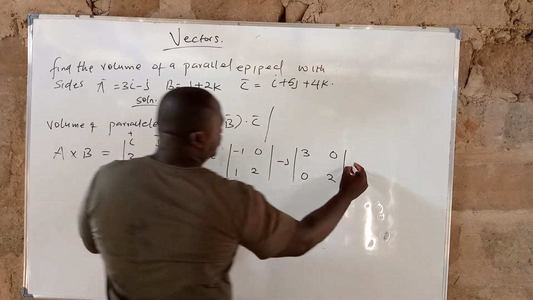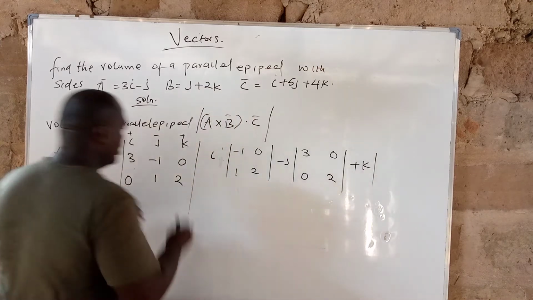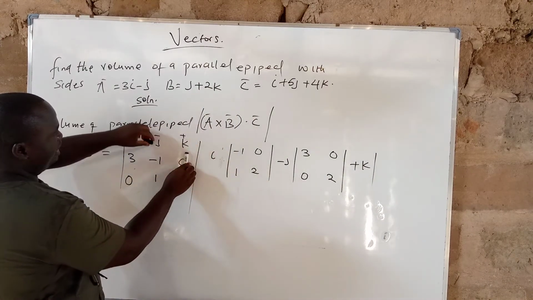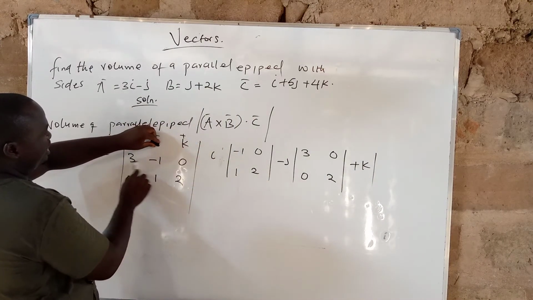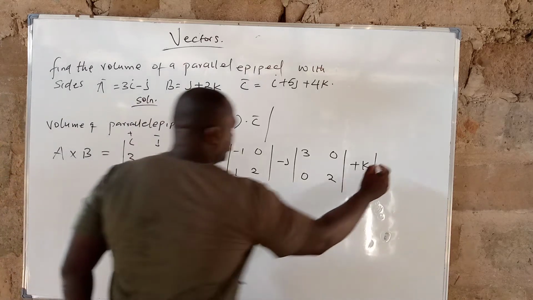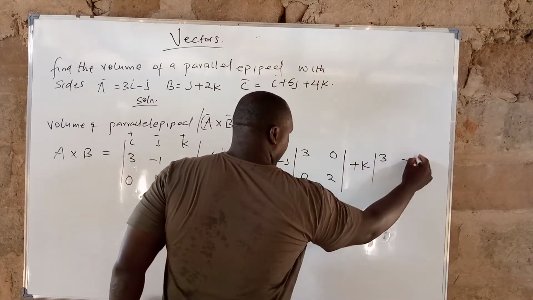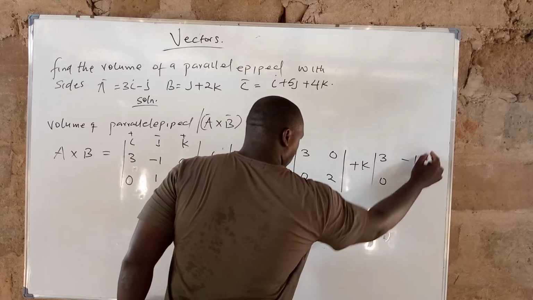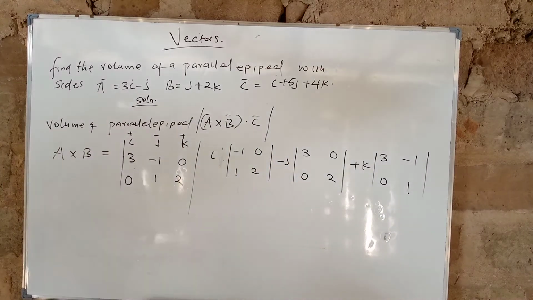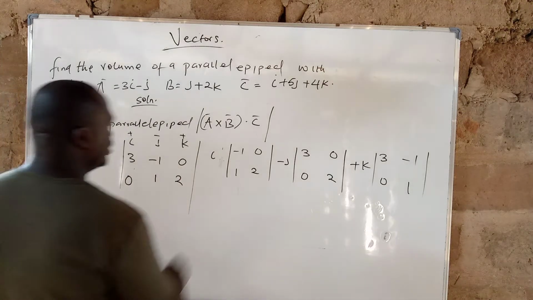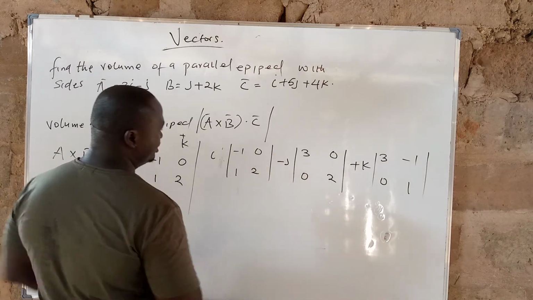And then this is plus k. The same thing, close everything at the front and the back of k. You are seeing 3, -1, 0, and 1. If you are having issues on how to solve cross product, please endeavor to check my channel. The detailed explanation is there. And so all you need to do is multiply this by this, and subtract this by this.